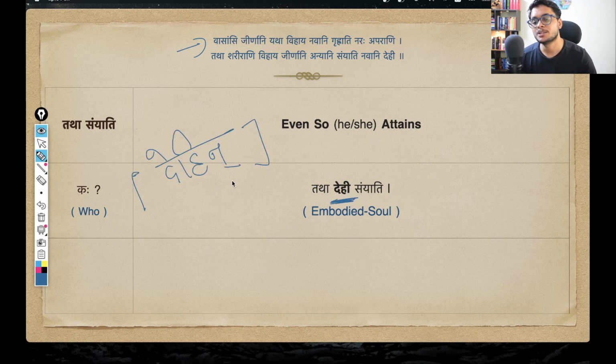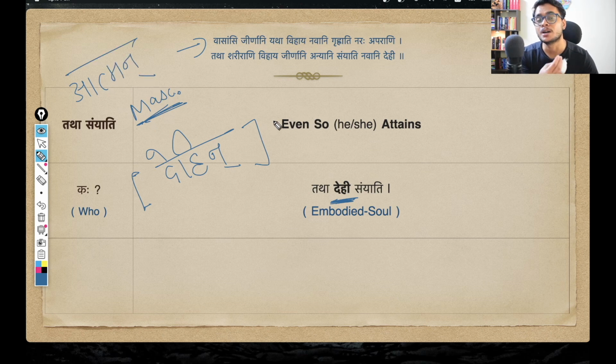Okay, this is the pratipadika Dehin. We have seen this pratipadika before. This is a masculine gender pullingam pratipadika, and this is exactly similar to what we usually use, Atman. Atman is Atma, that is the self. But when we have to convey the embodied self, we better use this pratipadika Dehin.